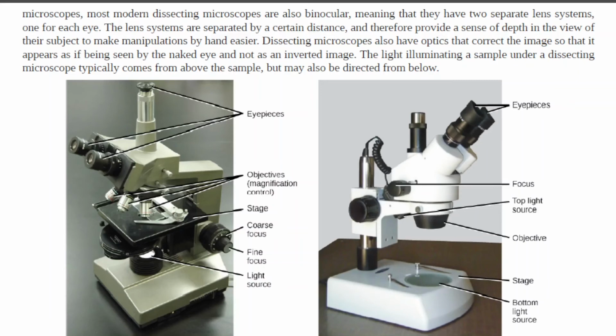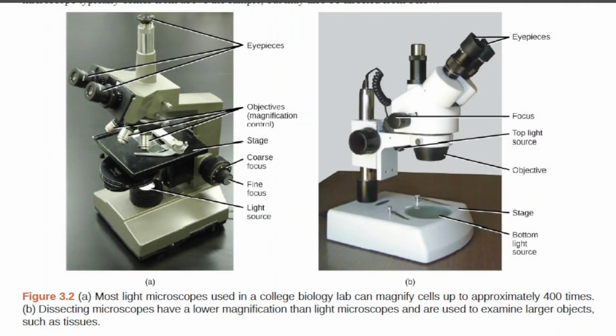Dissecting microscopes also have optics that correct the image so that it appears as if being seen by the naked eye and not as an inverted image. The light illuminating a sample under a dissecting microscope typically comes from above the sample, but may also be directed from below. Figure 3.2. Most light microscopes used in a college biology lab can magnify cells up to approximately 400 times. Dissecting microscopes have a lower magnification than light microscopes and are used to examine larger objects such as tissues.